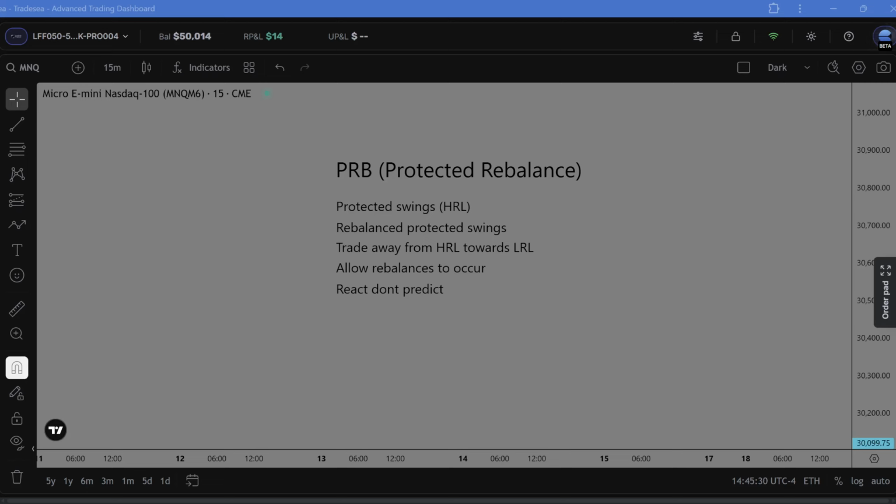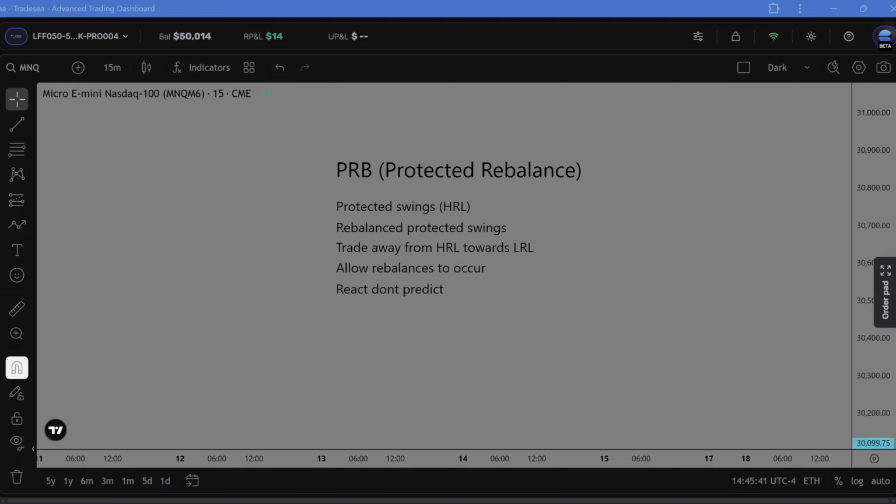So I trade the PRB protected rebalance model. This is a model that I made myself. Now obviously I didn't make any of the concepts, but it's the way I put them together and the way I view the market that I have found works very well for a high win rate, decent RR, and it's easy on your psychology and just overall easier to do.